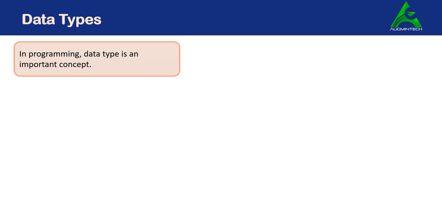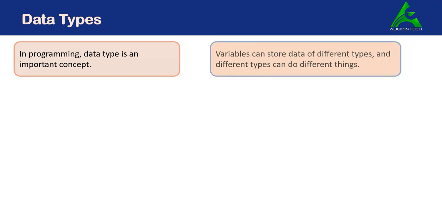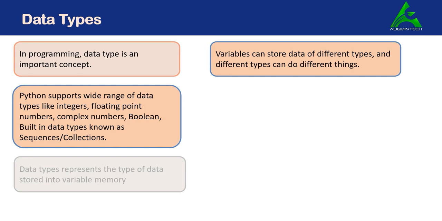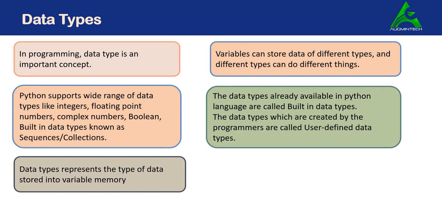In programming, data types is an important concept. Variables can store data of different types and different types can do different things. Python supports a wide range of data types like integers, booleans, floating point numbers, complex numbers, and built-in data types known as sequences or collections. Data types represent the type of data stored in variable memory, and the data types that are already available in Python are known as built-in data types, and the data types which are created by the programmers are known as user-defined data types.